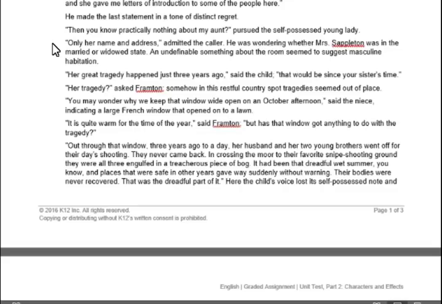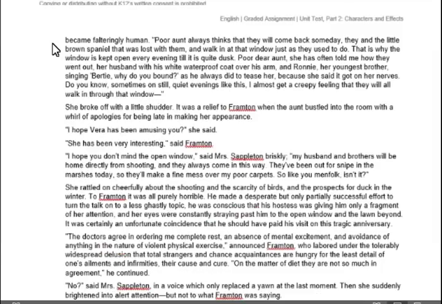Here the child's voice lost its self-possessed note and became falteringly human. Poor aunt always thinks that they will come back some day, they and the little brown spaniel that was lost with them, and walk in that window just as they used to do. That's why the window's kept open every evening till it's quite dusk. Poor dear aunt. She has often told me how they went out, her husband with his white waterproof coat over his arm, and Ronnie, her youngest brother, singing, "Birdie, why do you bound?" as he always did to tease her because she said it got on her nerves.